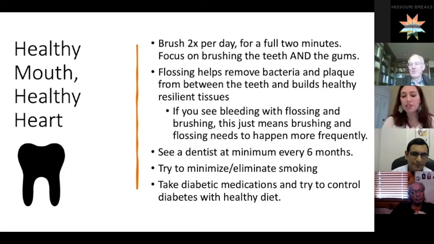So yeah, I've mentioned all of these things in this list, but try to eliminate smoking. And like Marcia was saying earlier, it's really, really helpful to take your medications and control your diabetes and high blood pressure. All of these things can help with a healthy mouth.